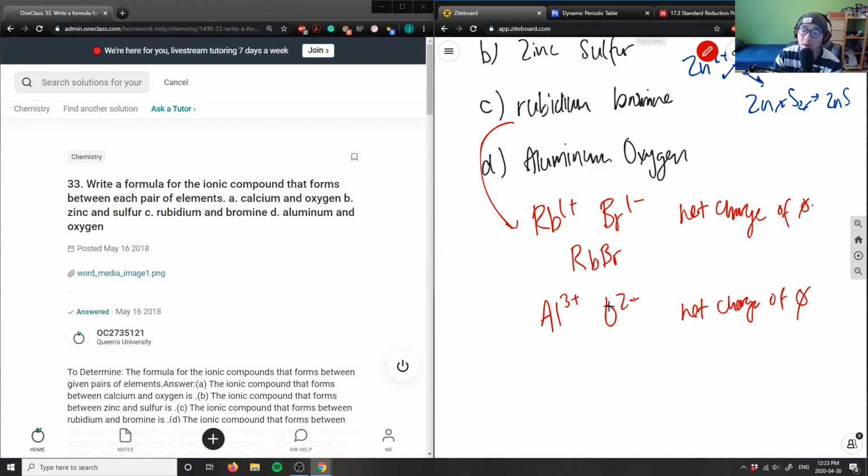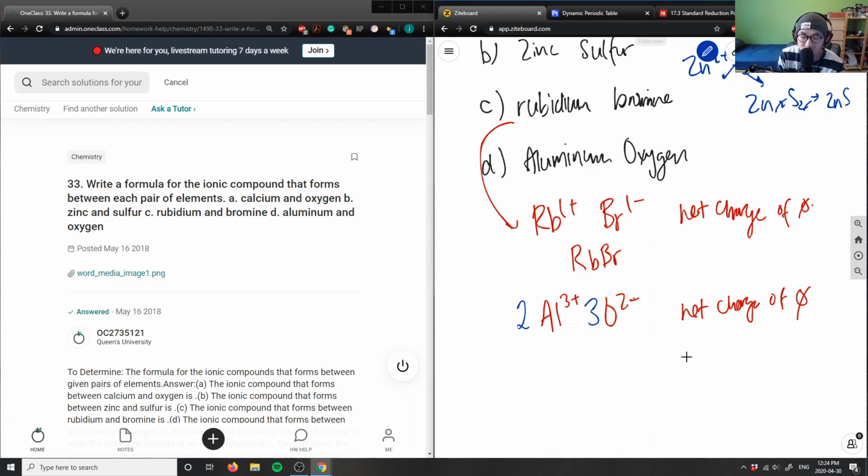So in order for us to do that, how I think about this problem here is I can think about using the lowest common multiple. So in order for me to get the lowest common multiple between 3 and 2 here, this would be 6, right? So if I wanted to get that, I would basically have to add a 2 in front of aluminum and a 3 in front of oxygen, right?